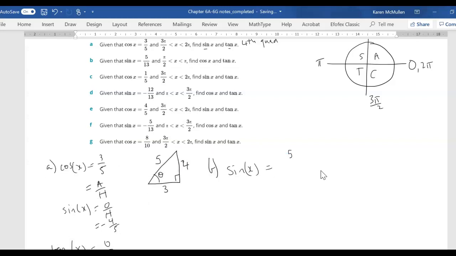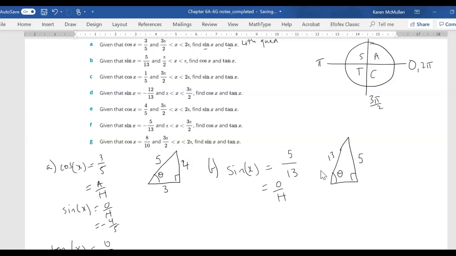I don't think Word is liking me using the writing on here. Anyway, let's keep going. So sine x equals 5 over 13. So if we were to draw that as a triangle, very poorly drawn triangle, so let's do theta there. So sine ratio is opposite over hypotenuse. So this side is 5, this is 13.